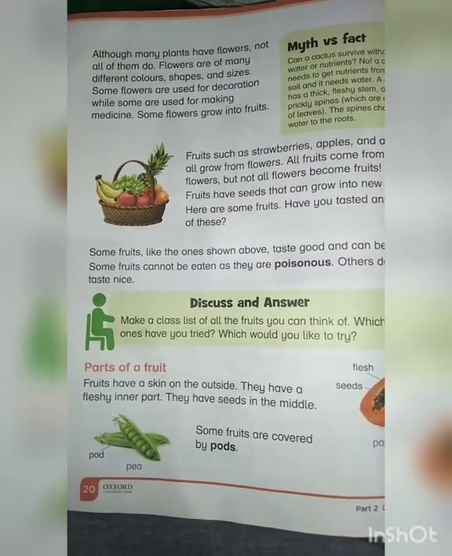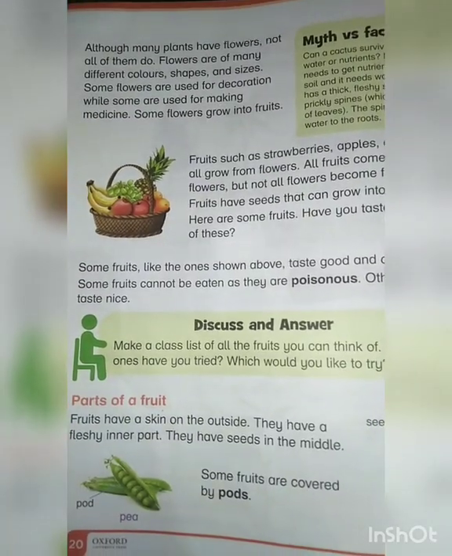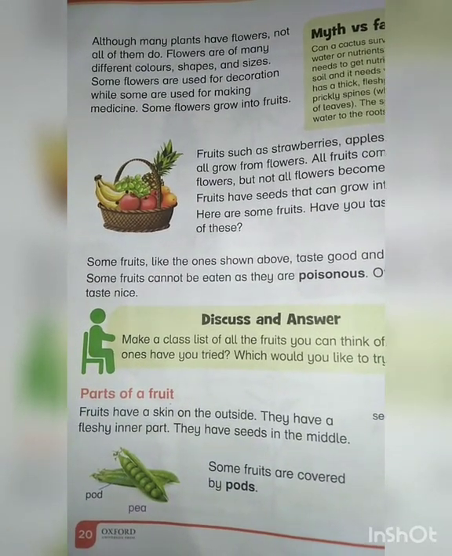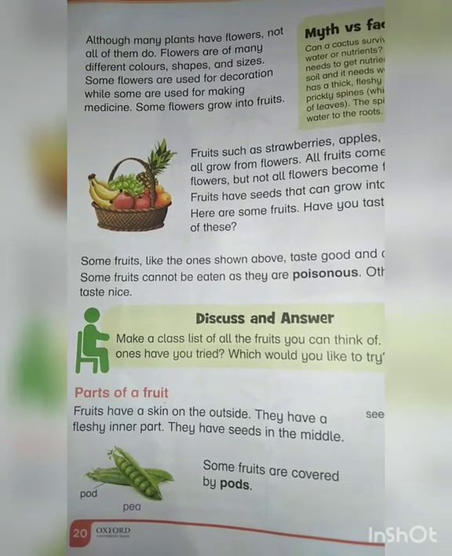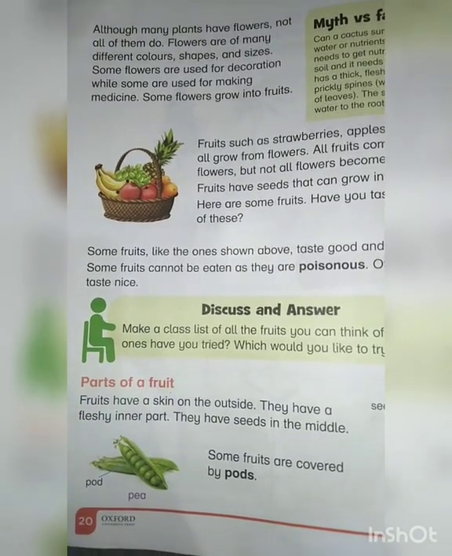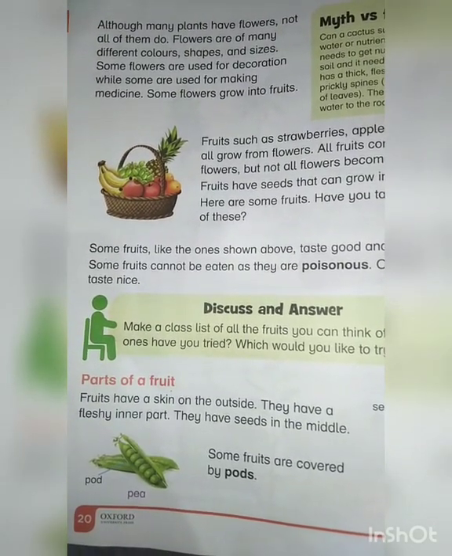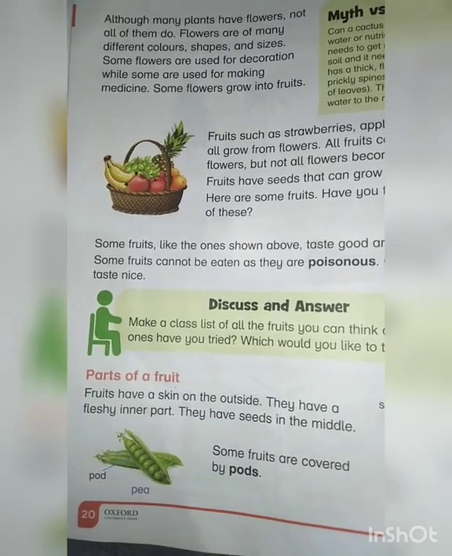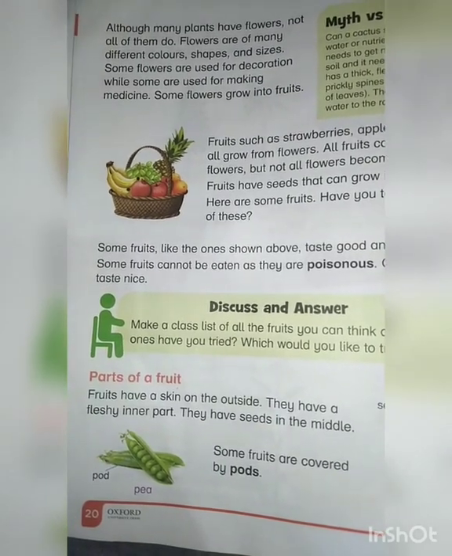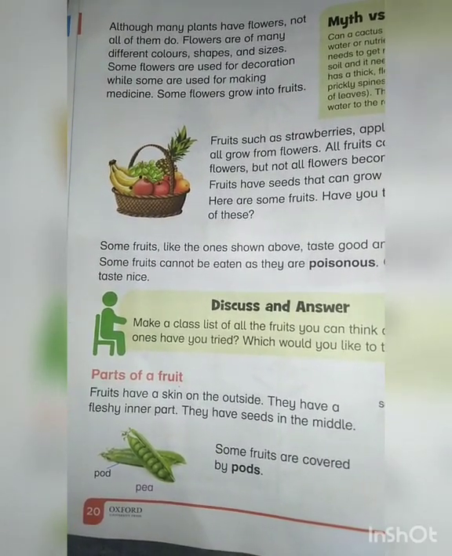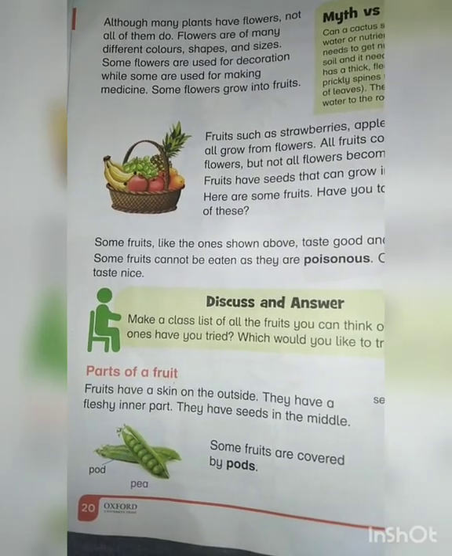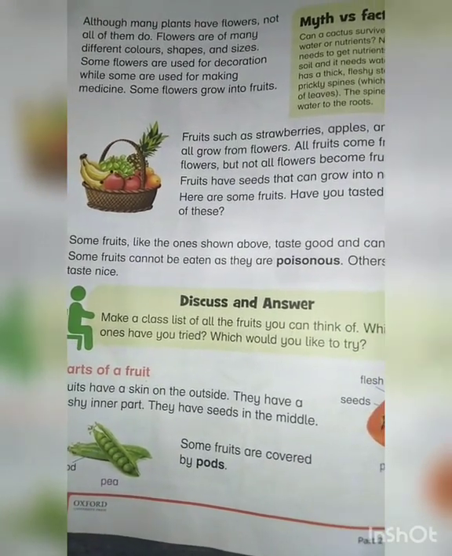Okay students, fruits that we are eating, for example strawberries, apple, apricot, all grow from the flowers. All fruits come from the flowers, but not all the flowers become the fruits. Fruit also have seeds that grow into the new plants.